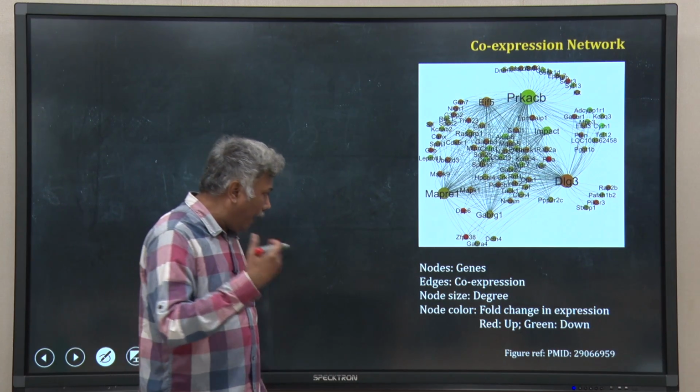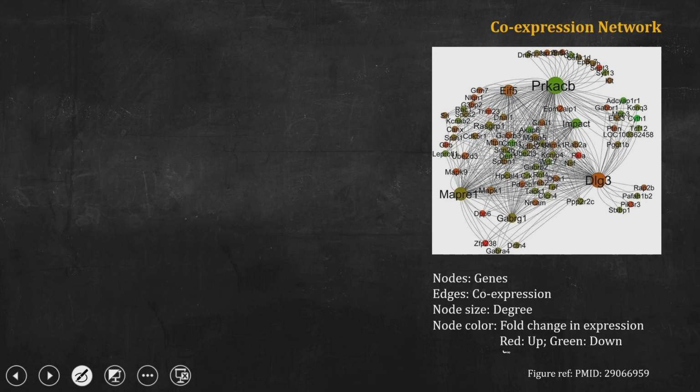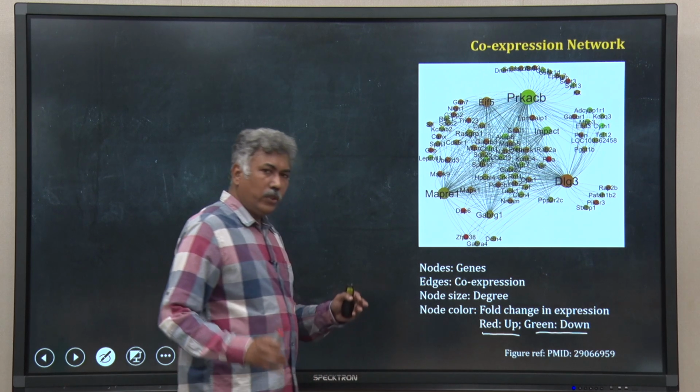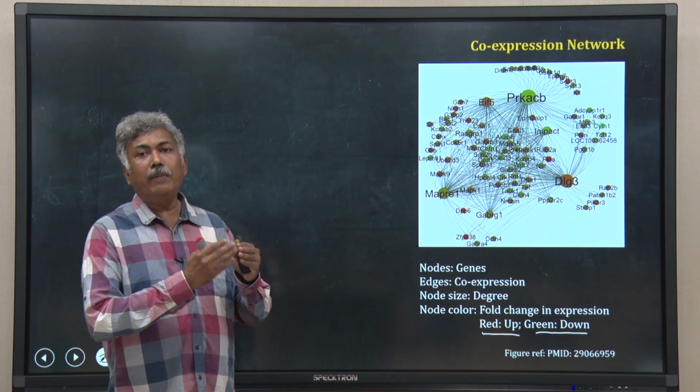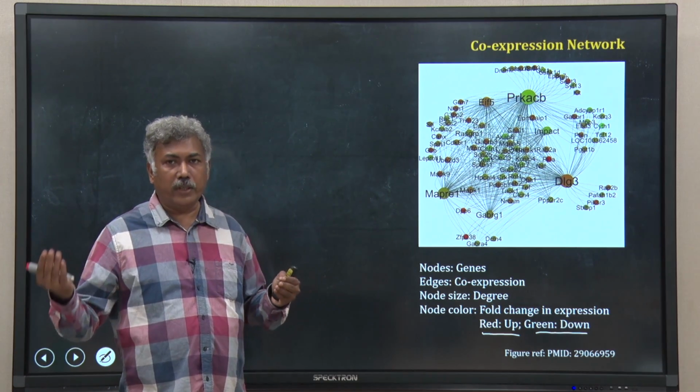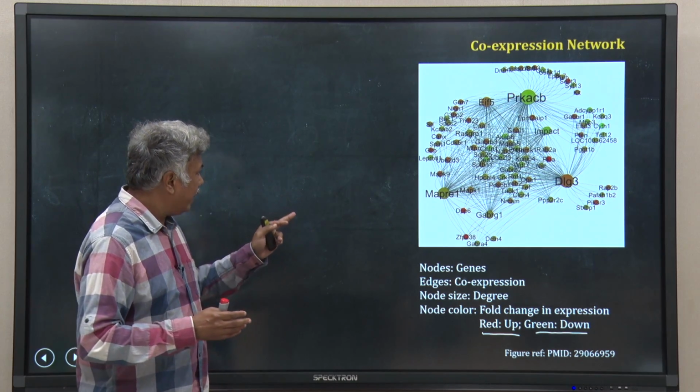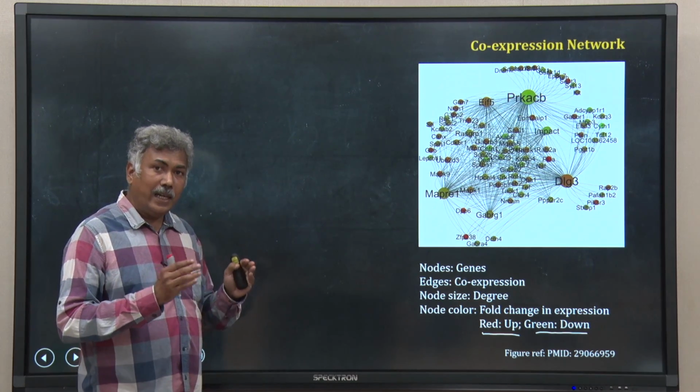Those genes which are upregulated are marked by red color, whereas those genes which are downregulated in the experiment are green colored. So, they have used a color range from red to green to represent the level of expression, either upregulation or downregulation of these genes, and that is why each of these circles is colored like that.